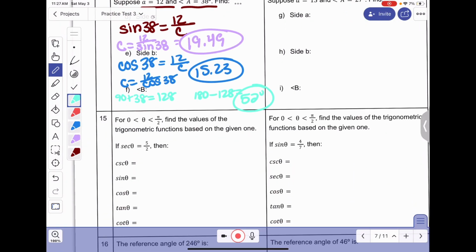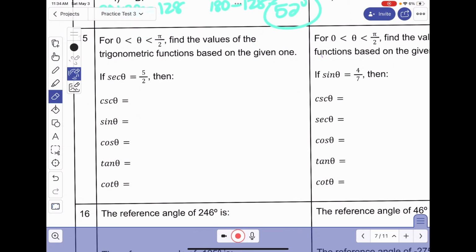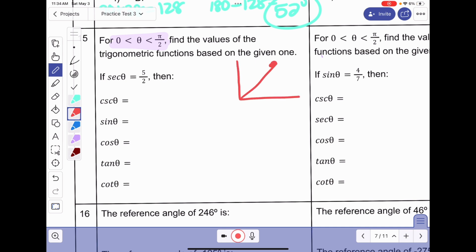All right, let's look at number 15. So we're saying from 0 to pi over 2. Pi over 2 is 90 degrees. So that's telling us we're only in the first quadrant. So we're somewhere like this on our graph. Find the trigonometric functions based on the given one.